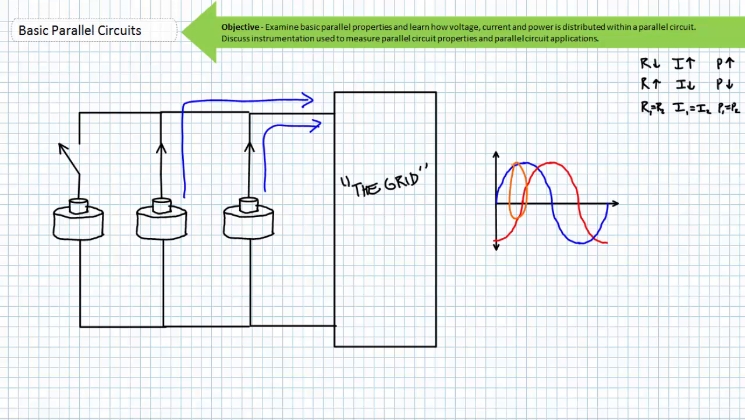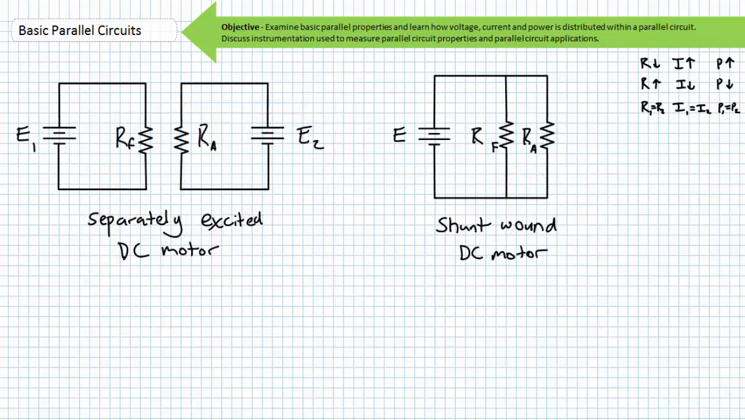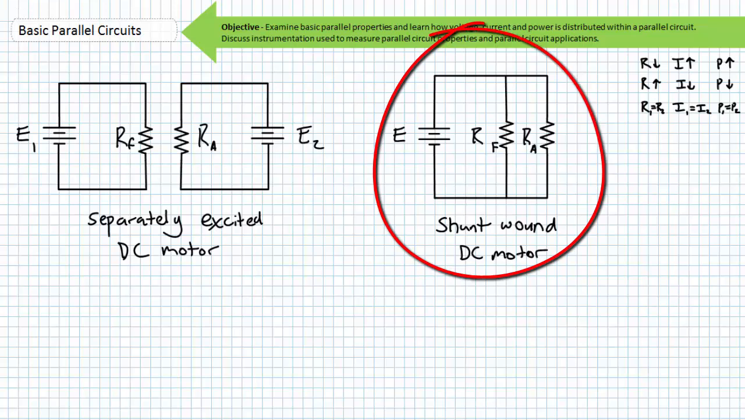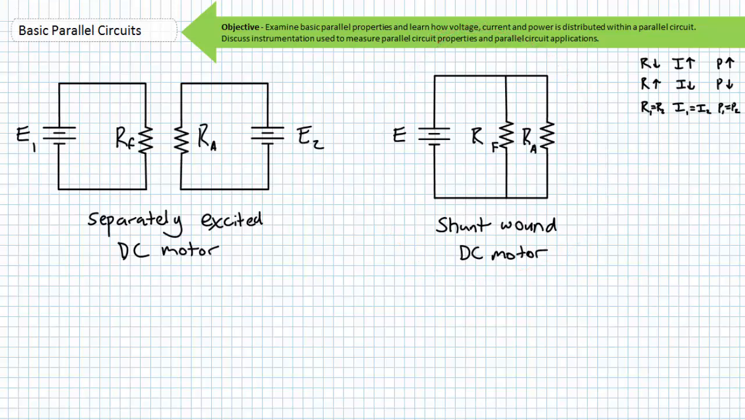Fair warning, it's not nearly as easy nor nearly as pretty as the little cartoons I've drawn and the gross oversimplifications I've made. Here's another far simpler application of parallel circuit properties. This application is a shunt-wound DC motor. A shunt, as the name implies, is a path in parallel to another path. Recall at the very end of the basic Kirchhoff's voltage law lecture, I introduced the separately excited DC motor, where the field and armature windings are supplied by two totally separate voltage sources.